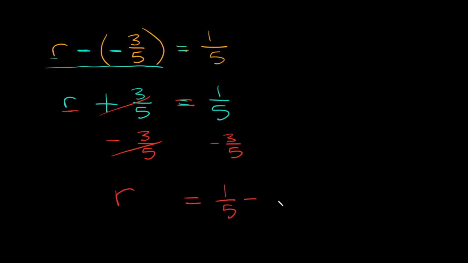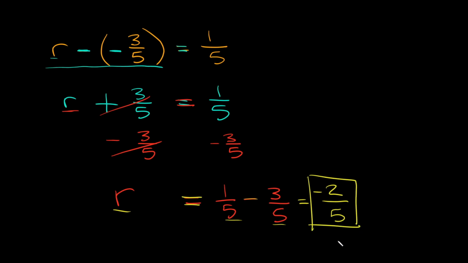So what is 1/5 minus 3/5? Well, in order to subtract fractions, we have to have the same denominator, which in this case we do. So we're just going to keep the same denominator. Then we just have to subtract the top numbers, the numerators. So what's 1 minus 3? That's -2. So r is equal to -2/5. Okay guys, so that's how you can apply the addition property of equality to fractions.